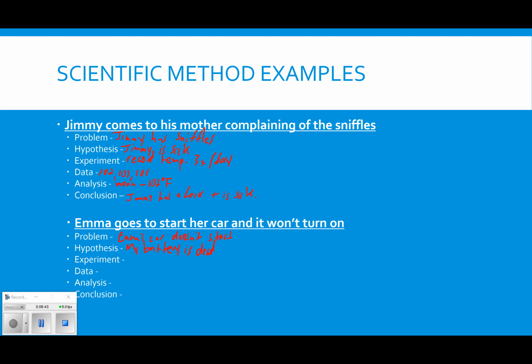So the experiment, to see if the battery's dead, let's test it with a voltmeter. And we'll see what the voltage is on the battery, and then we can see if the battery is dead or not. We get a few readings that come back: 11.0 volts, 10.9 volts, and 10.6 volts. We analyze this data. We come up with a mean of 10.8 volts.